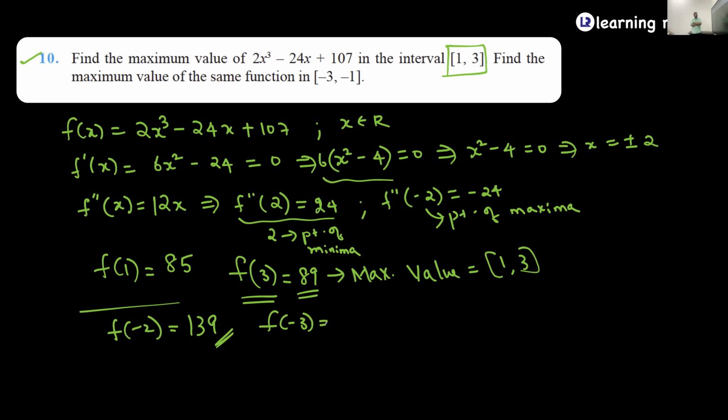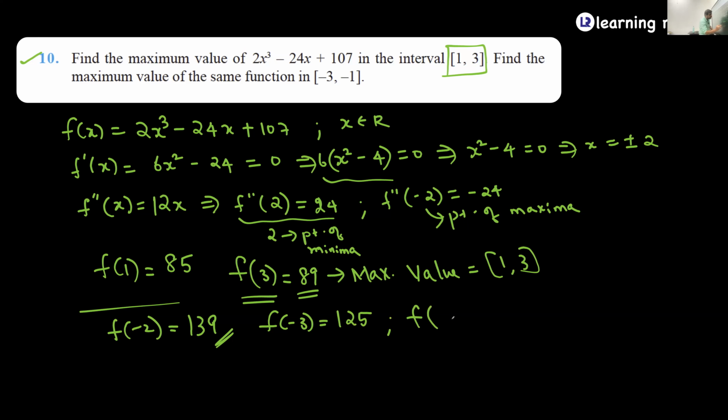So what is f of minus 3? What is f of minus 3? So here you will have minus 27. Minus 27 into 2, minus 54. Minus 54 plus 72 plus 107. So 107 plus 18. 125. It is going to be 125.